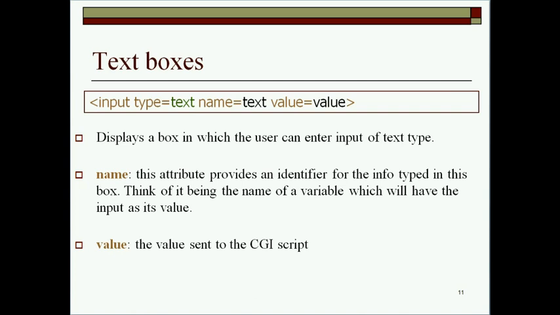A text box appears with code like this. So input is the tag. The type for a text box is text. So this is the actual value for the type attribute. Then there has to be a name, and over here there should be some name, which is going to be some text string, and some value that may be optional if we would like to pre-populate a text box like this example shows.